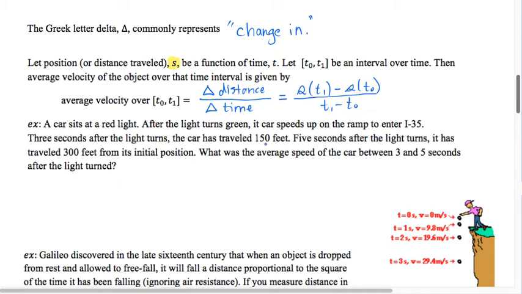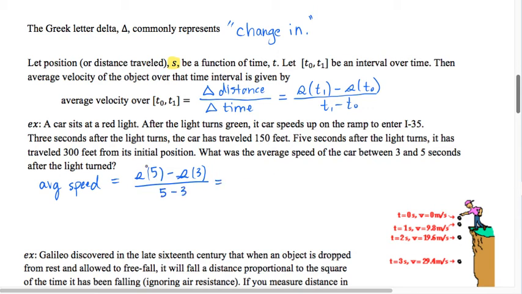Well, we can calculate the change in the distance over that 2-second span, and we can also calculate the change in time because that's a 2-second span. So the average speed, technically I should say velocity, but I'm not going to worry about direction in this particular problem. So the average speed would be the ending position, s of 5, minus the beginning position, s of 3, over ending time minus beginning time.